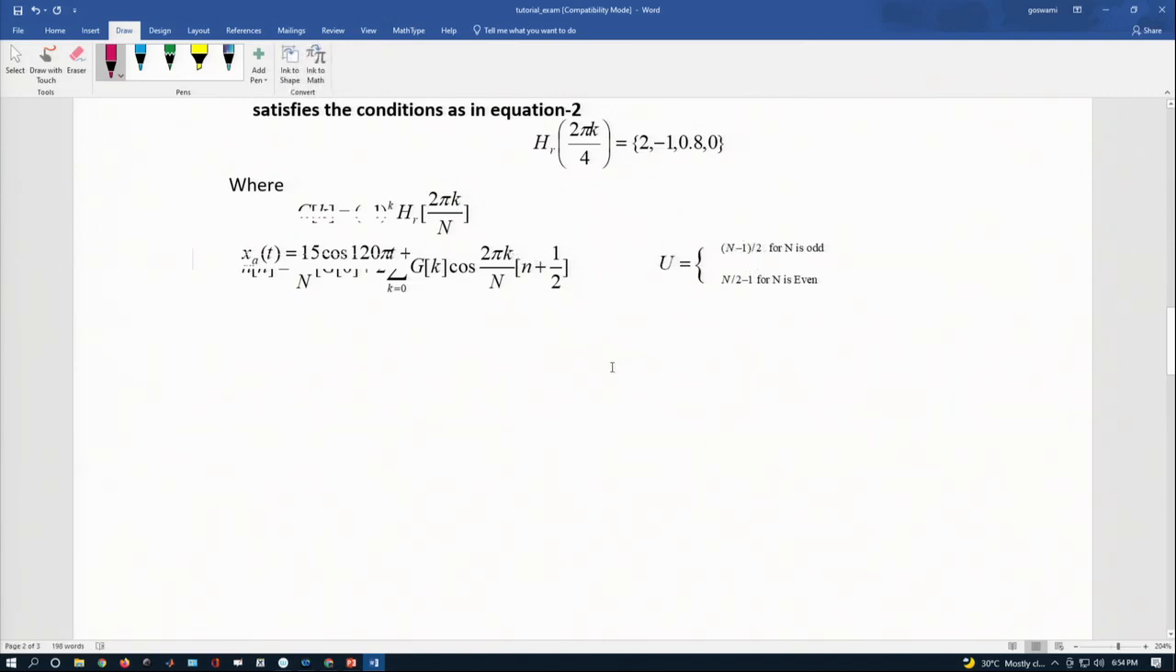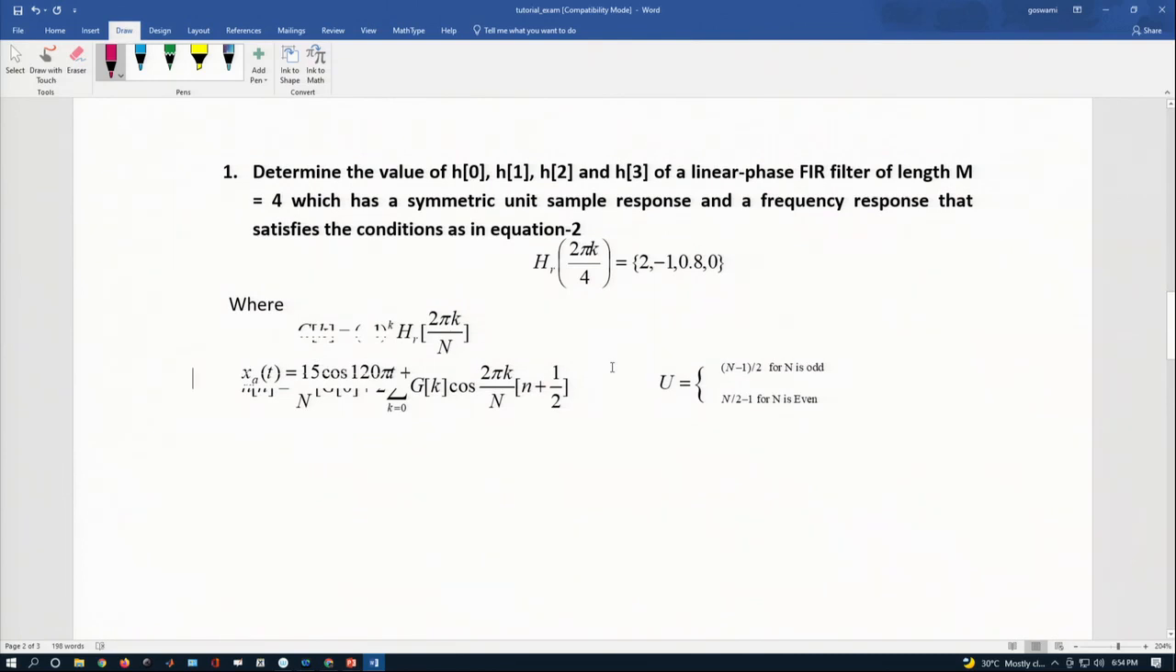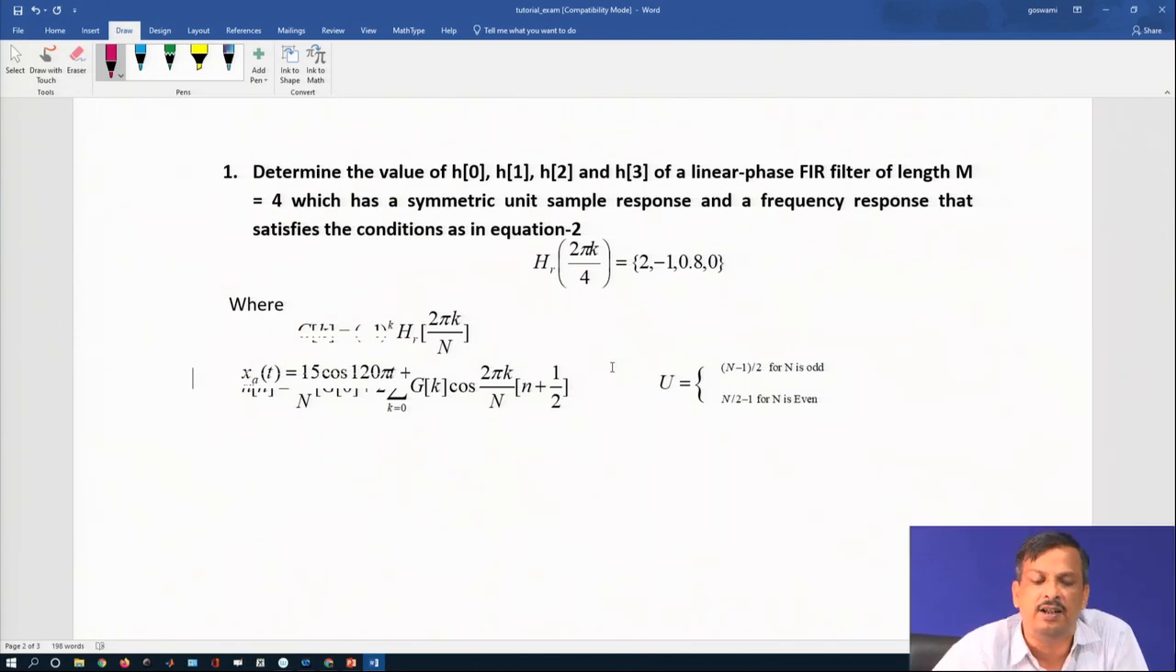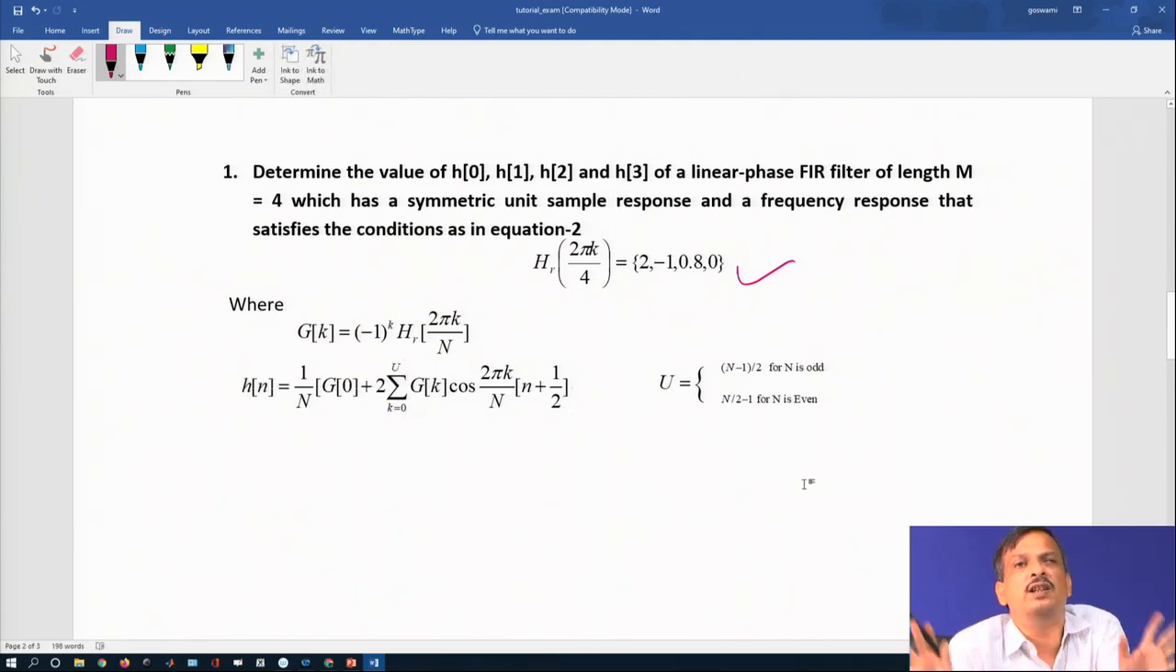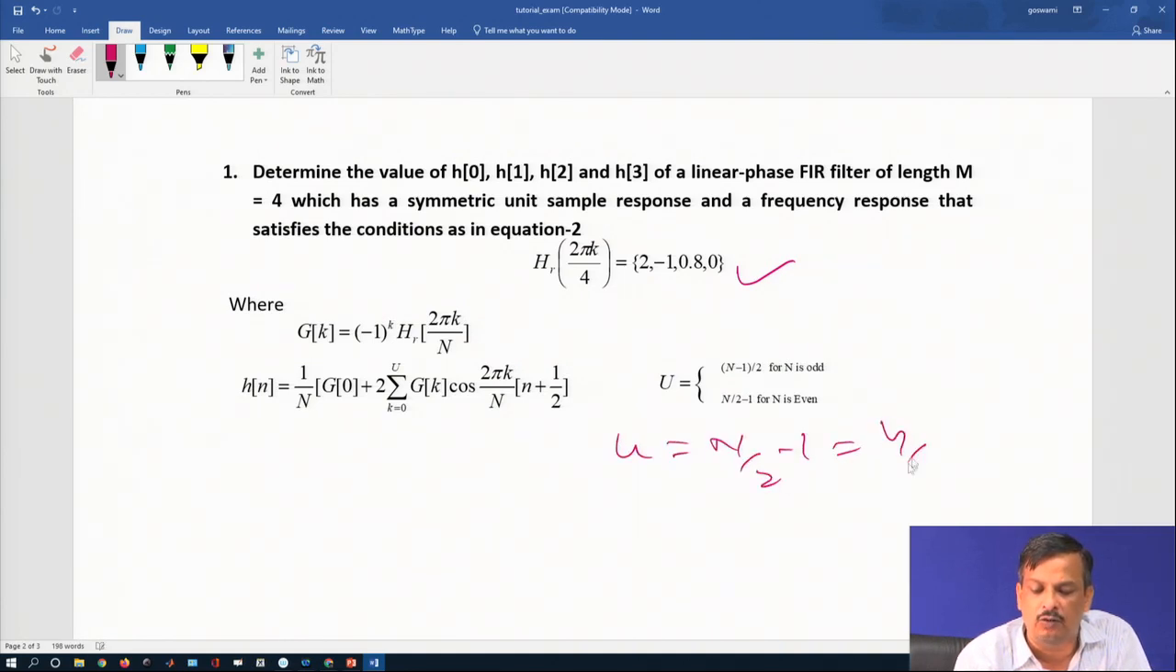Let us say the question is: determine the value of h0, h1, h2, h3 for a linear phase FIR filter with M equal to 4, which has a symmetric unit impulse response. The frequency response formula is given. So M is equal to 4, that means M is even, so u is equal to M by 2 minus 1, which is 4 by 2 minus 1, 2 minus 1, which is equal to 1.